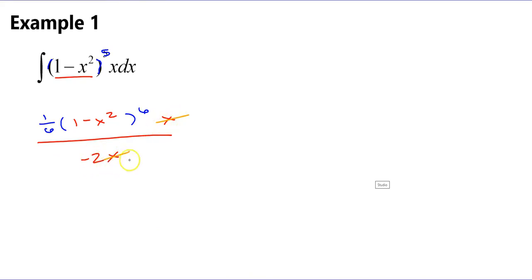Now, if my variables don't cancel, we're going to have issues. We found the wrong antiderivative in that case. Okay, so we're just going to clean this up. 1/6 divided by negative 2 is the same thing as 1/6 times negative 1/2, so that's going to be negative 1/12 times the quantity 1 minus x squared all to the 6th, and let's not forget our plus c.